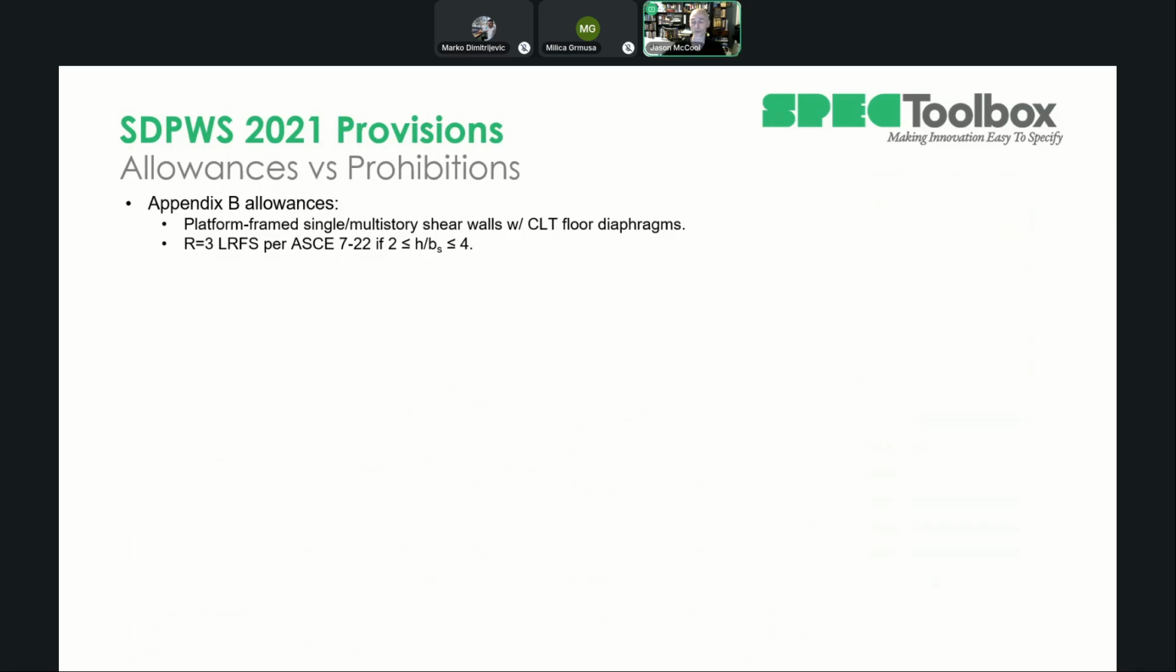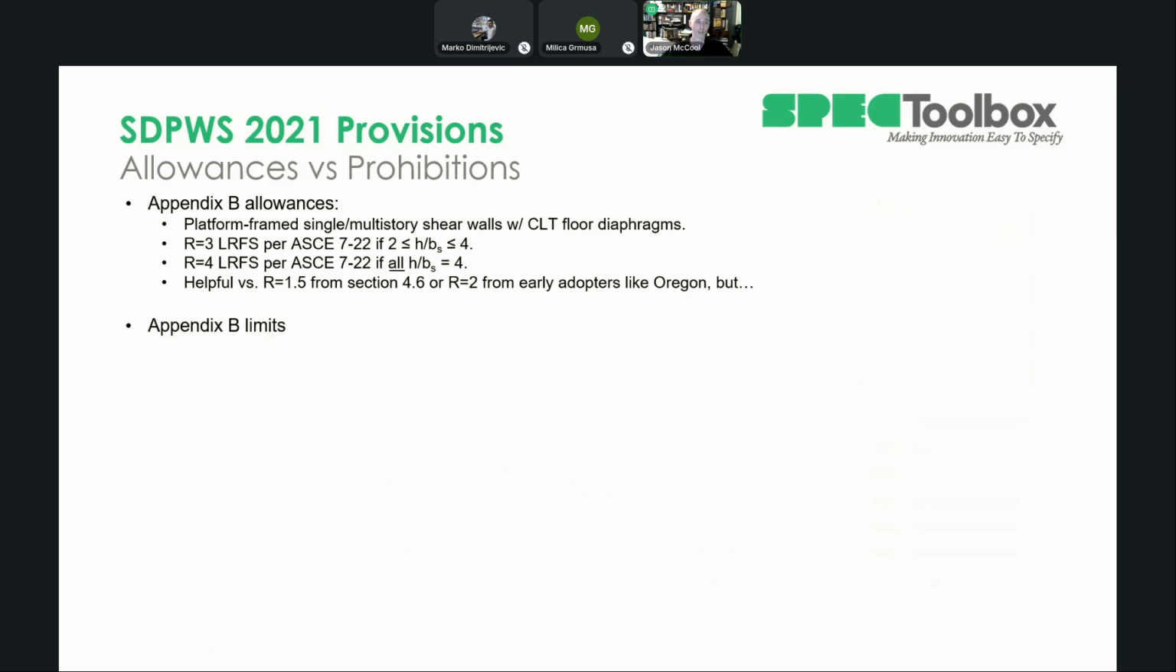So we've got R equals 3 for aspect ratios between 2 and 4. R equals 4, but only if all of the walls meet that aspect ratio requirement, which ends up being a pretty significant requirement. But it is helpful, especially if you're using the R equals 2 like Oregon had initially. So you cut that seismic force in half, so that's nice. But there's a lot of take there.